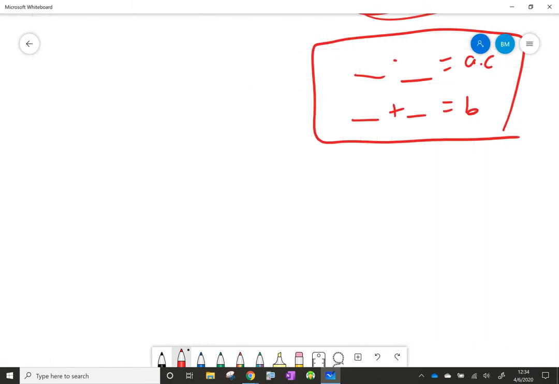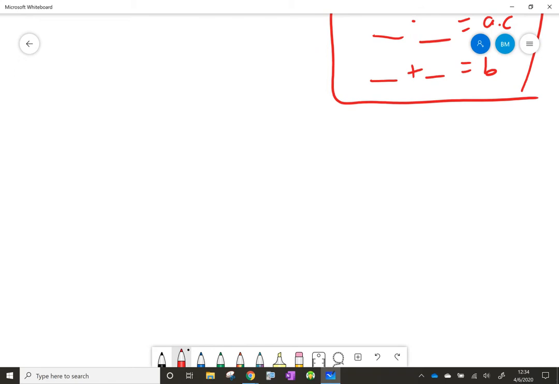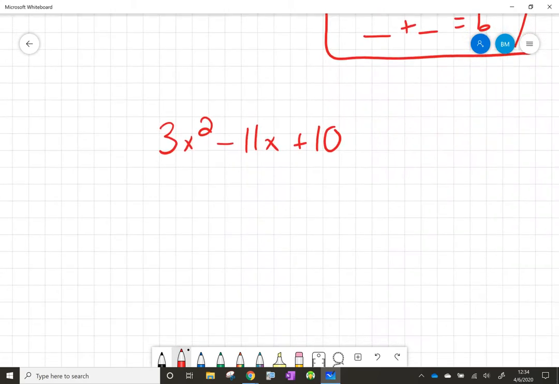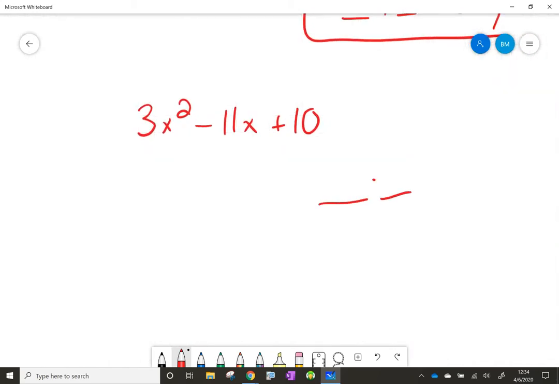So let me practice again, because this is one of the main things that people struggle with in this section, and this is the part that I think we need to practice the most. So let me give you another trinomial. Let's say we got 3x squared minus 11x, and let's put 10 at the end here. So remember the puzzle, okay? Two numbers that multiply to make whatever a times c is, and the same numbers that add to make the b value.